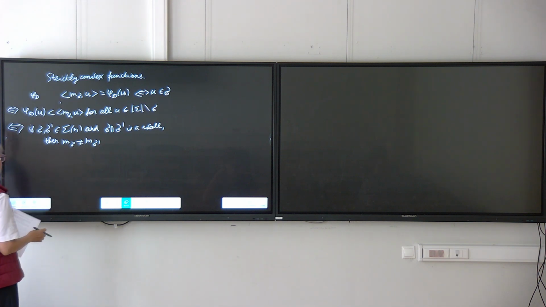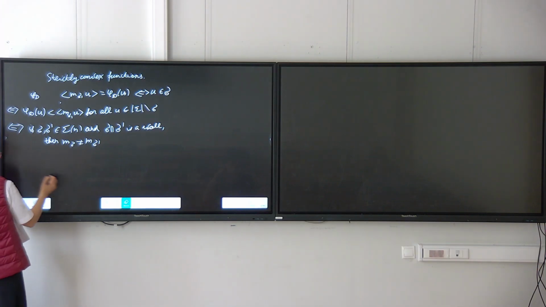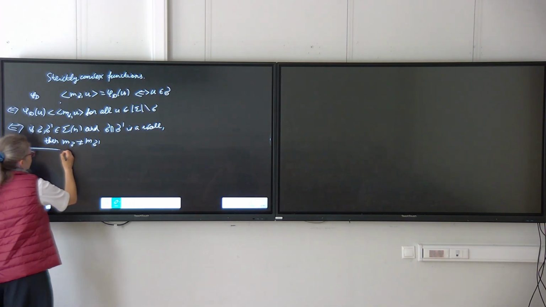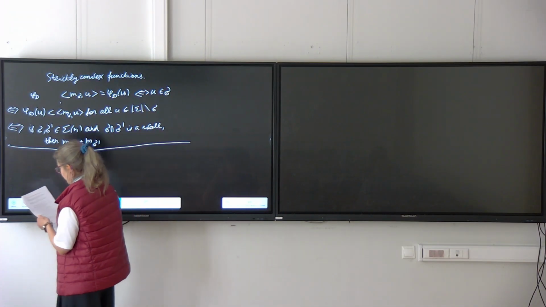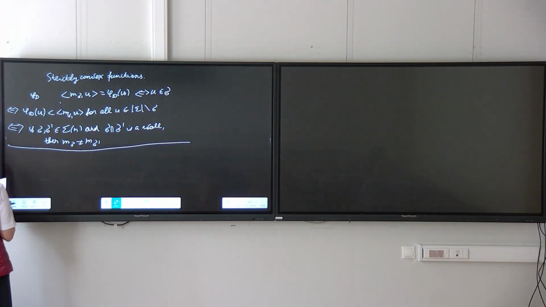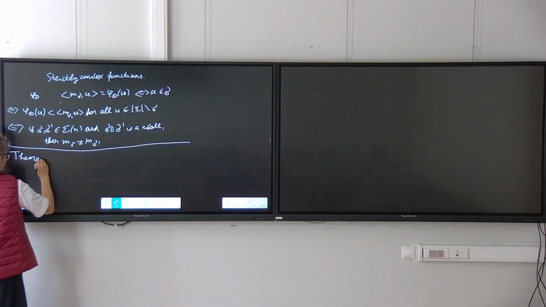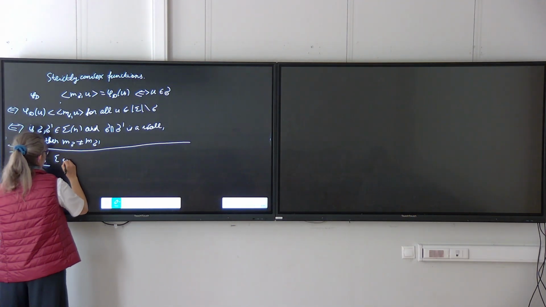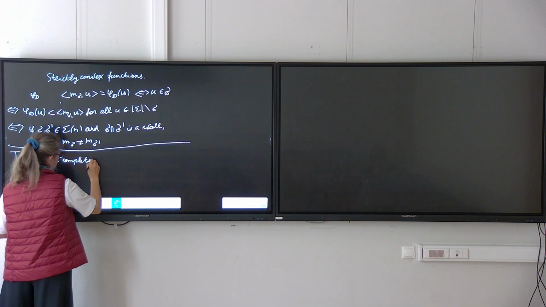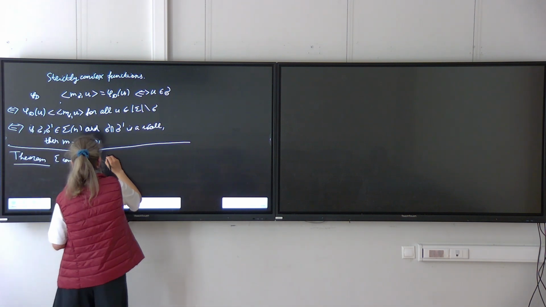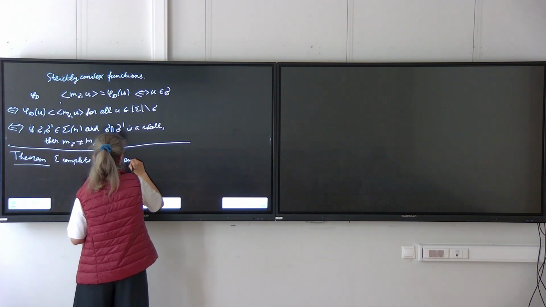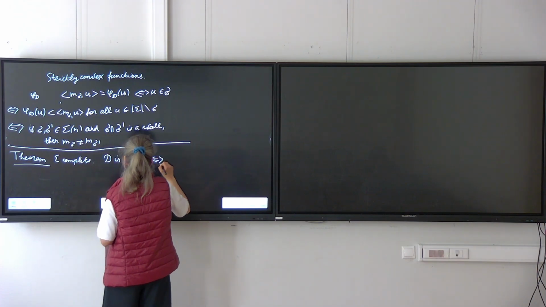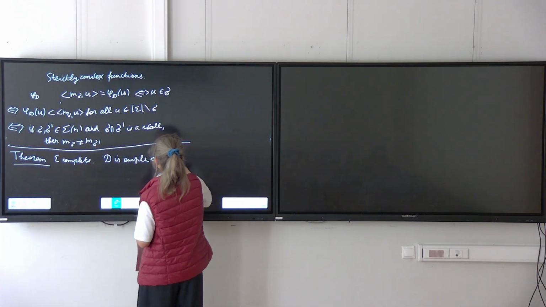There are some other equivalent formulations, but I hope that it is not necessary. So what is very important is the following theorem. I think this will be the last statement of today's lecture. So here we assume that sigma is complete. D is ample if and only if phi D is strictly convex.